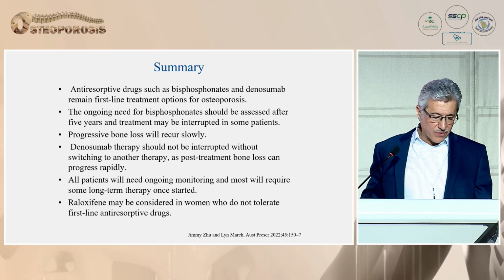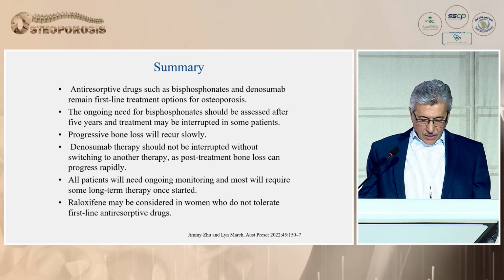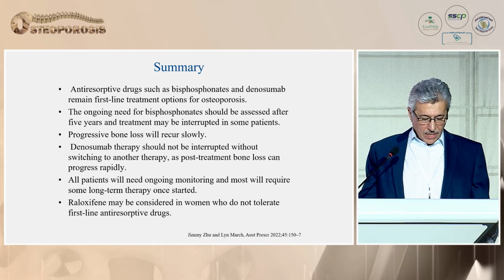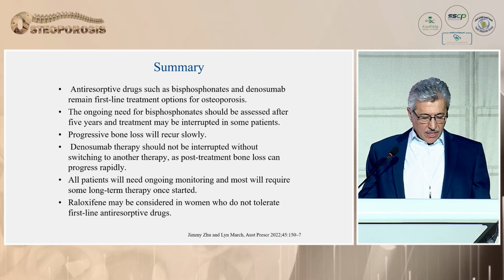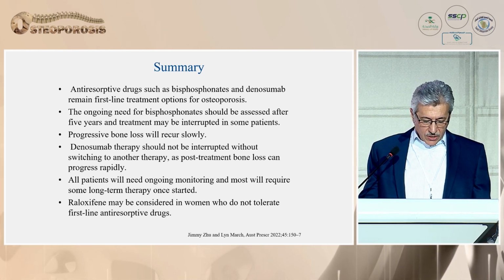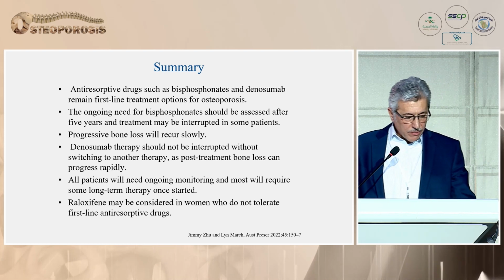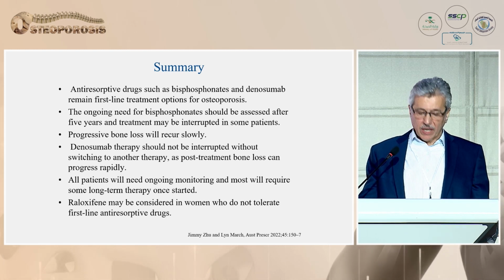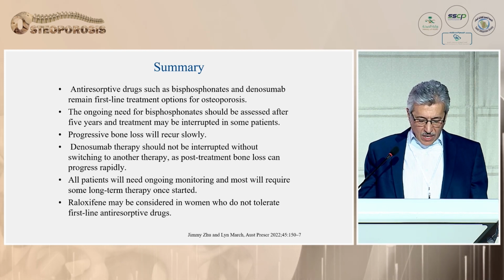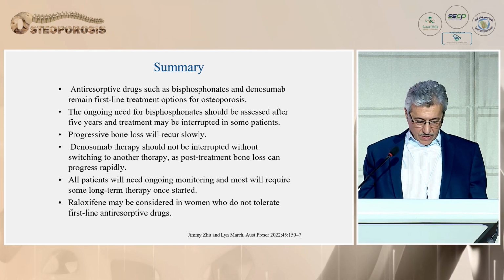Anti-resorptive drugs such as bisphosphonate and denosumab remain first-line treatment options for osteoporosis. The ongoing need for bisphosphonate should be assessed after 5 years for oral and 3 years for IV, and treatment may be interrupted as discussed earlier today. Progressive bone loss will recur slowly in the case of bisphosphonate, but in case of denosumab, we should not interrupt therapy without switching to another therapy, usually anti-resorptive also. All patients will need ongoing monitoring, and most will require some long-term therapy once started.